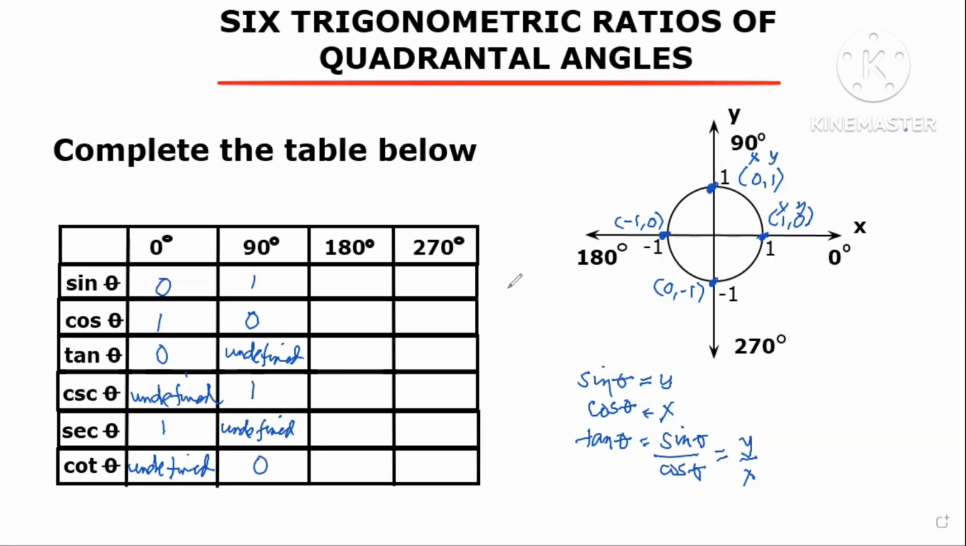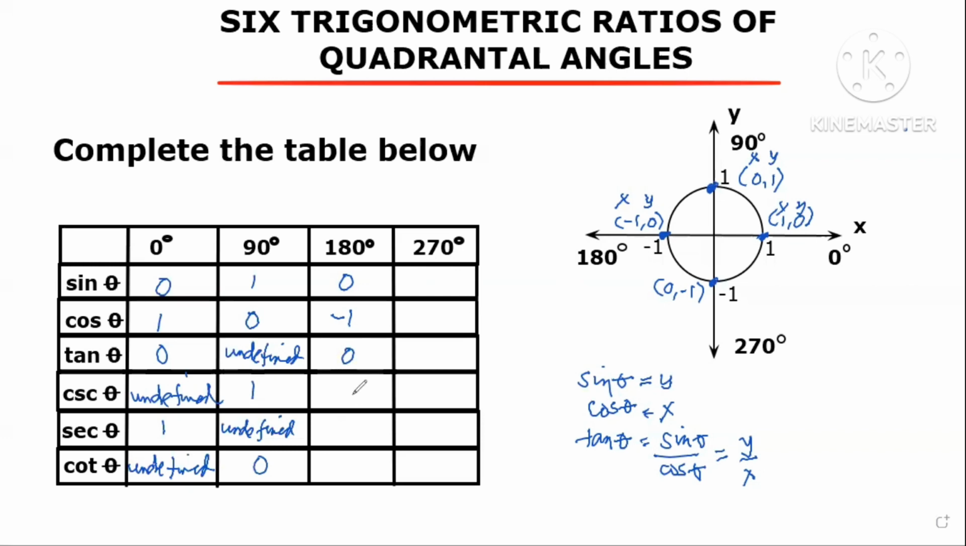Now, how about 180 degrees? 180 degrees has coordinates negative 1, 0. Meaning, this is our x and this is our y coordinate. So, what is sine 180? Sine 180 is 0 because y coordinate here is 0. Di po ba? And what is cosine 180? Cosine 180 is negative 1 because our x coordinate at this point is negative 1. Now, what is tangent? Divide lang po ito. 0 divided by negative 1 is 0.